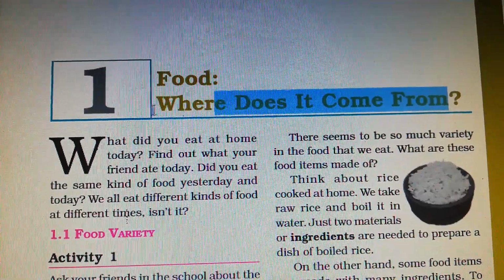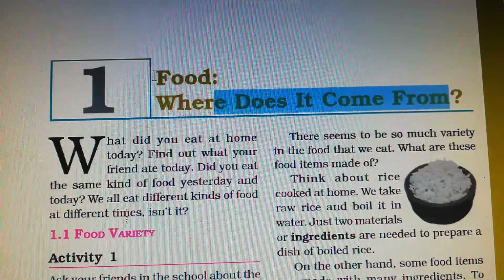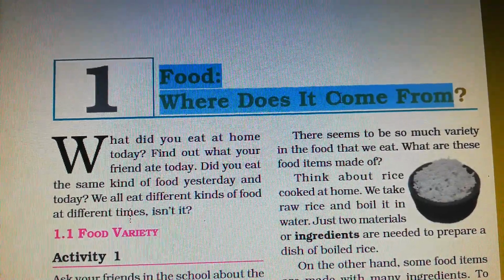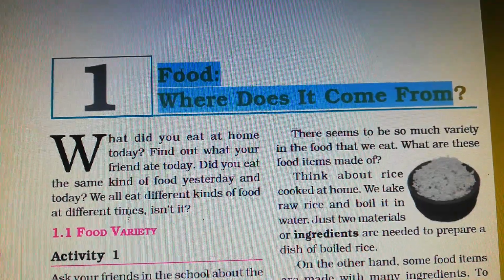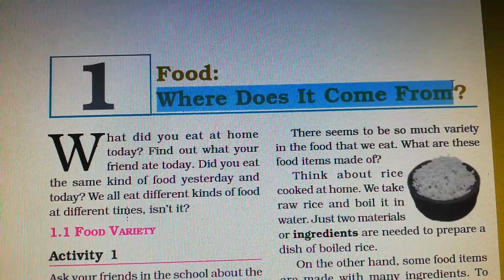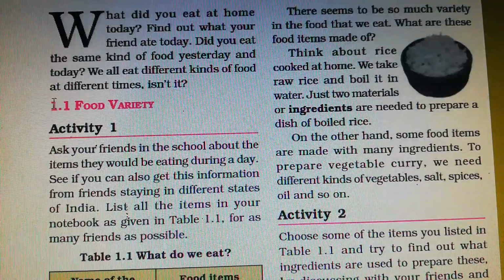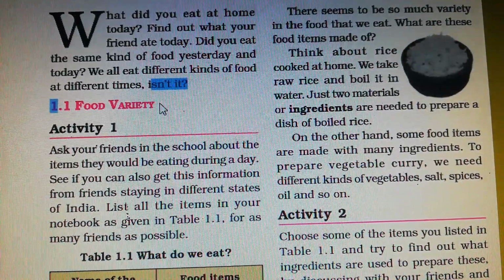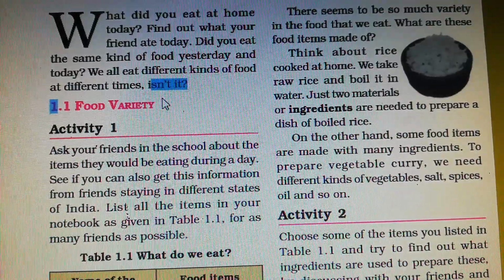Hi everyone, today we are going to discuss Class 6 Science NCERT Chapter 1, Food: Where Does It Come From? As the chapter name indicates, food. So in this chapter we are going to discuss food, its variety and where we get foods. In the first part, as we all know, there are different varieties of food and everyone eats different kinds of food at different times.